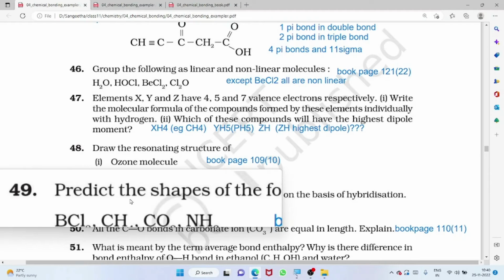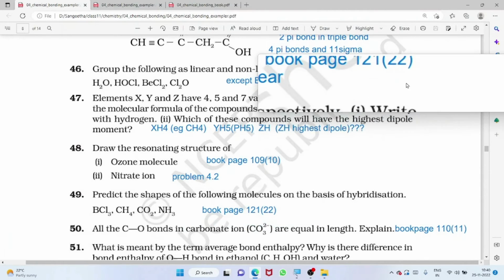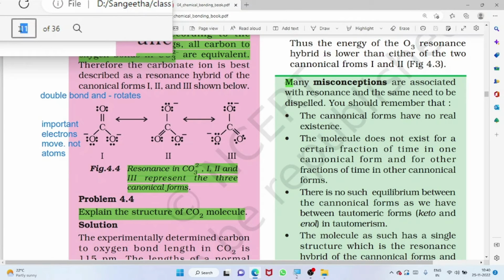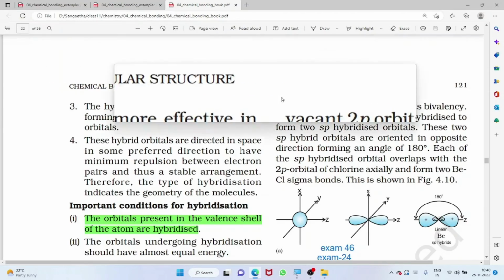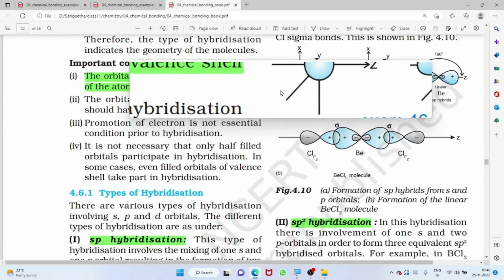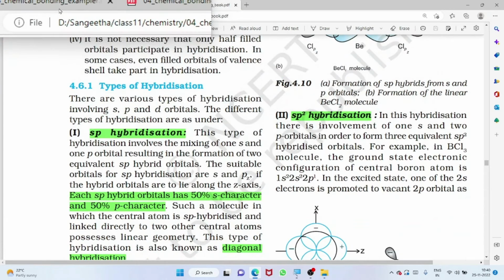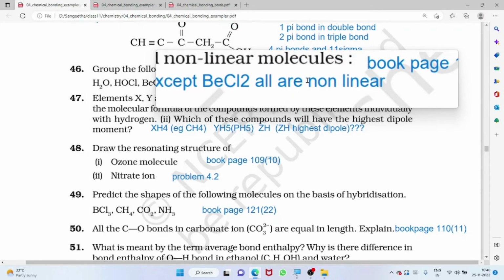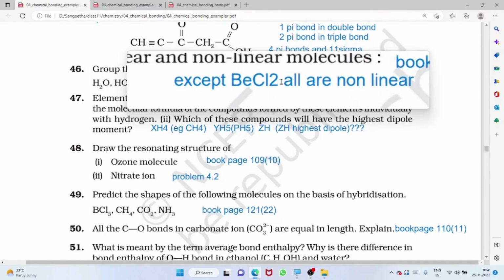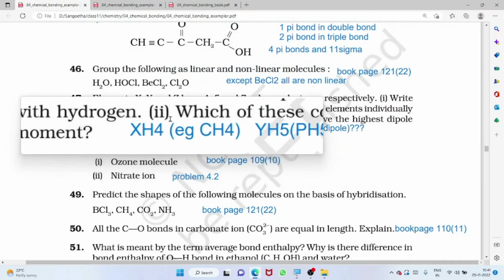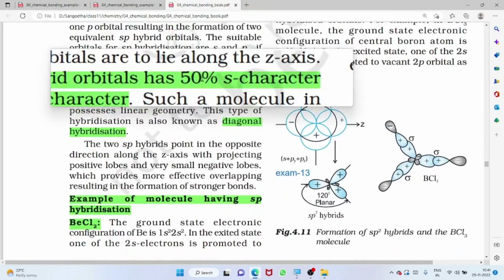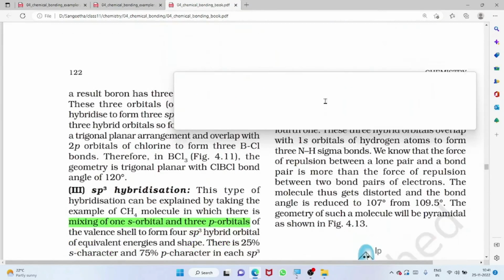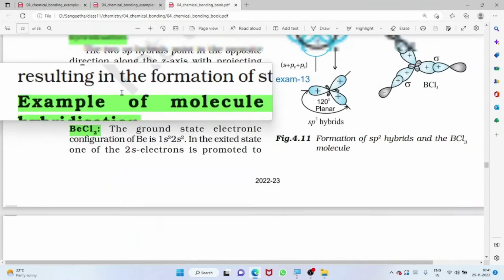Group the following as linear and non-linear molecules. BCl2 has a linear structure, but all the other things are non-linear. Okay, BCl2 only is having linear.